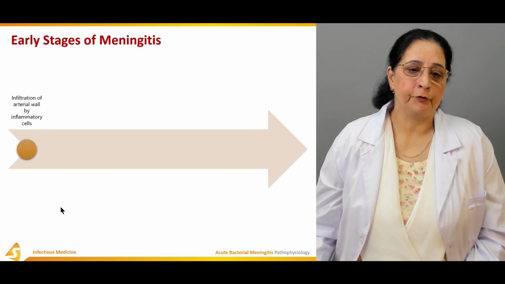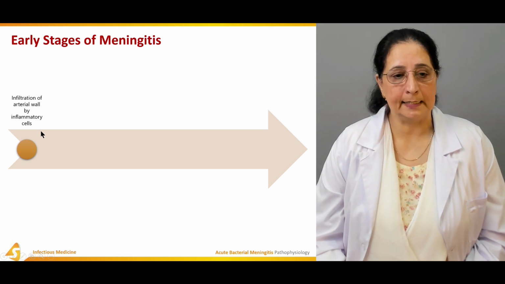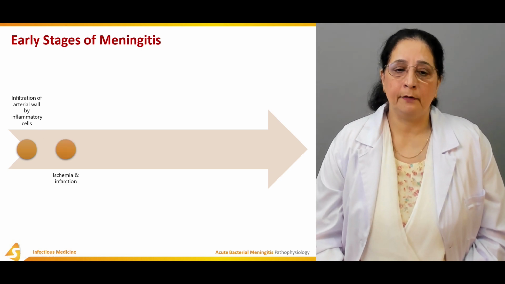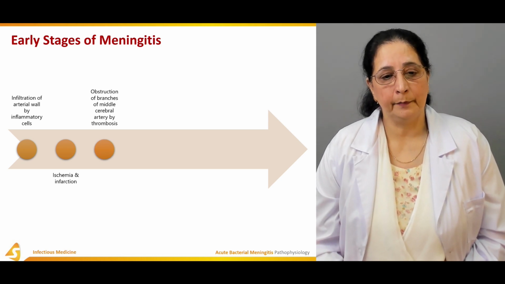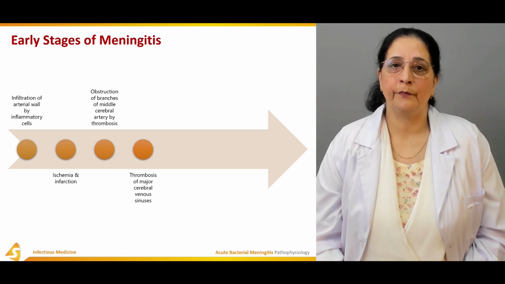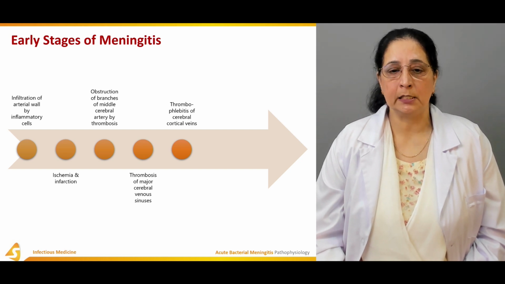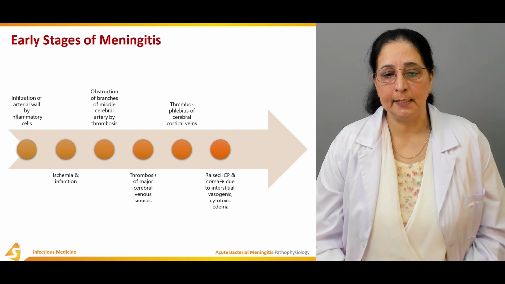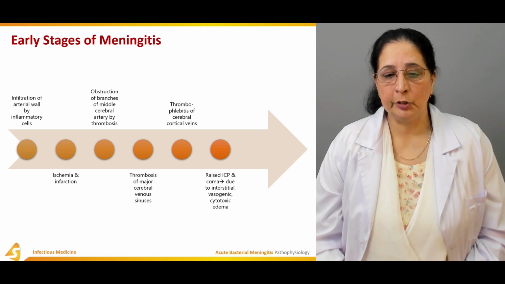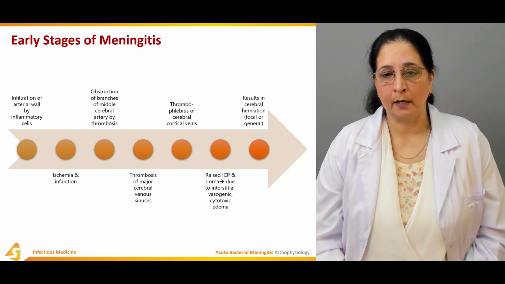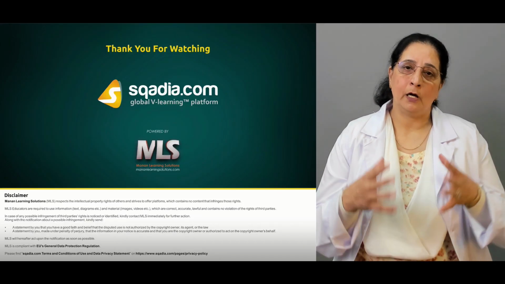Then there is infiltration of the arterial wall by inflammatory cells, ischemia and infarction, obstruction of the branches of the middle cerebral artery, thrombosis of major cerebral venous sinuses, thrombophlebitis of cerebral cortical veins, and raised intracranial pressure due to interstitial, vasogenic, and cytotoxic edema, resulting in cerebral herniation, and that's how it progresses.